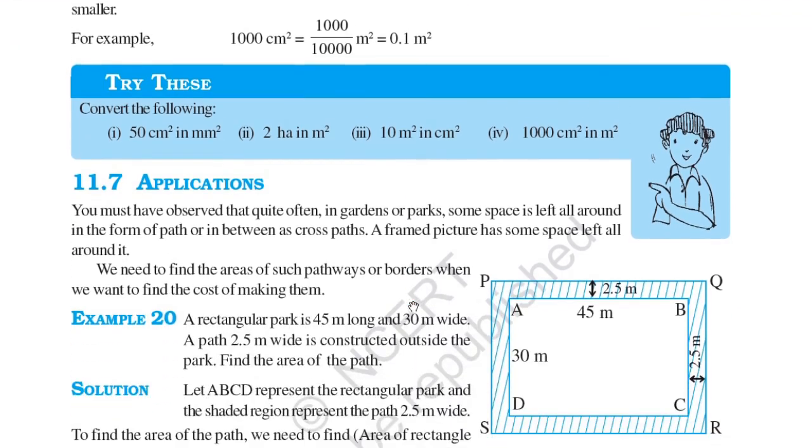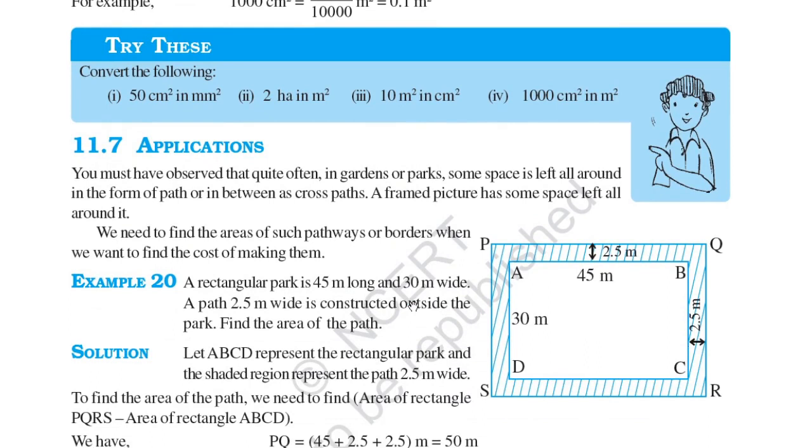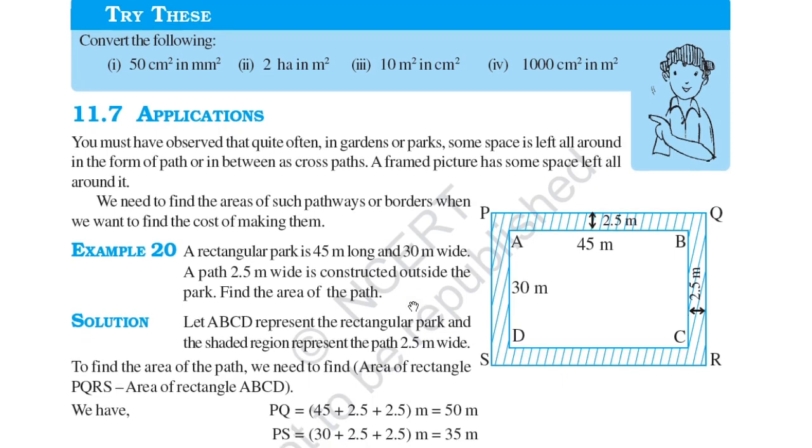So here is an application, 11.7. You must have observed that quite often in a garden or park some space is left all round in the form of a path, or in between as a cross path. A framed picture has some space left all around it. We need to find the area of such a pathway or border when we want to find the cost of making them. So you can see here, example number 20.